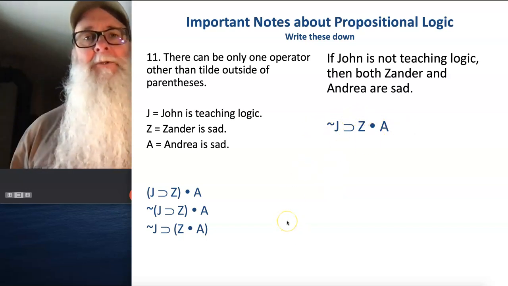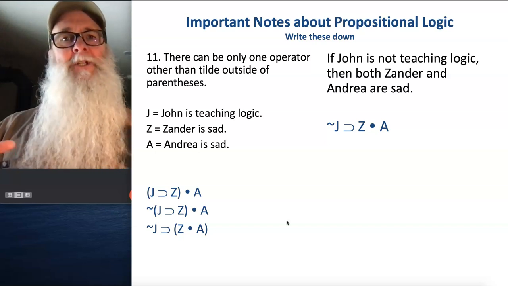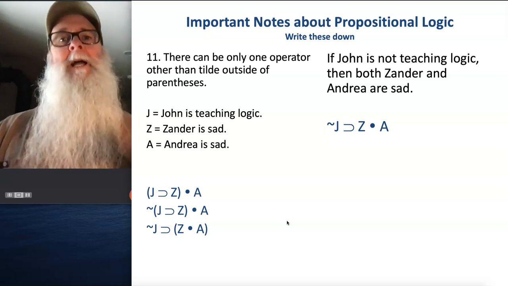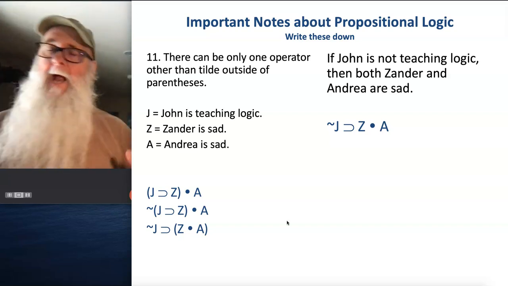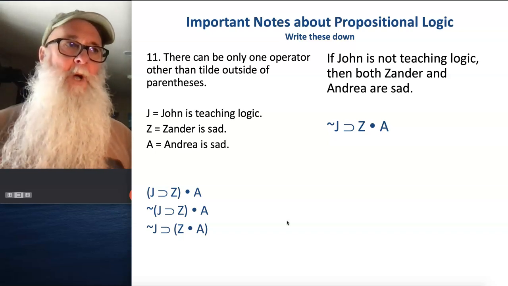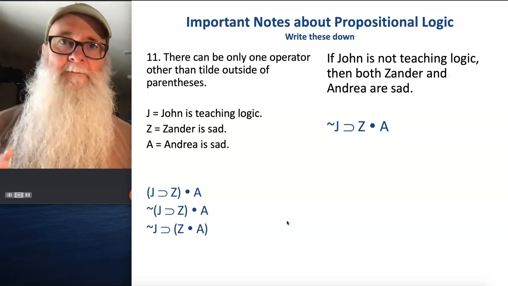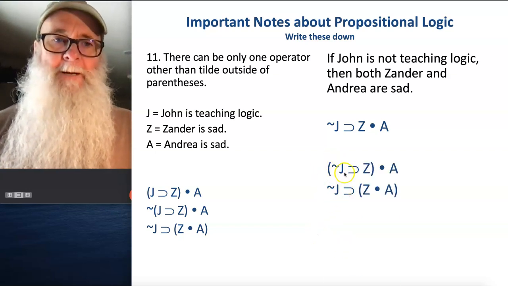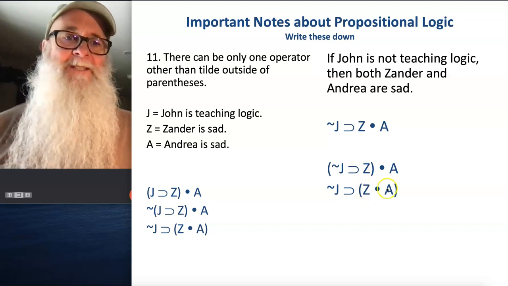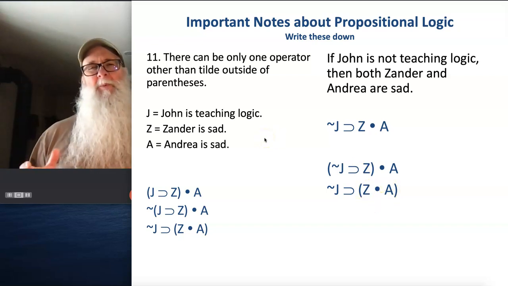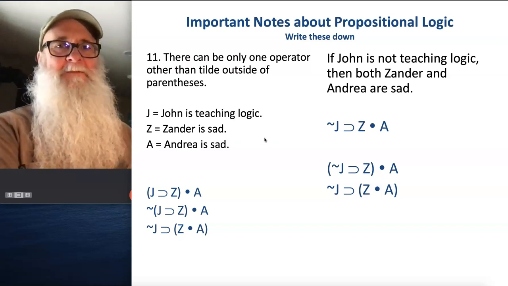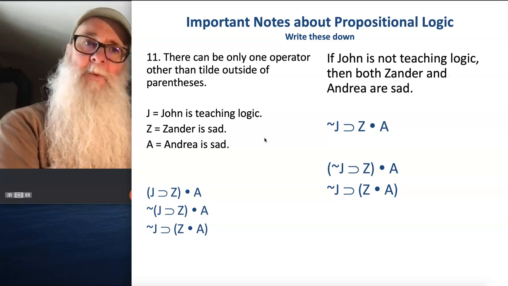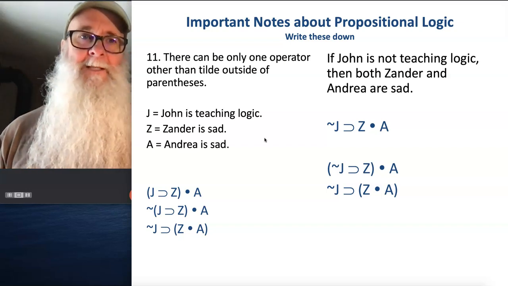So I'm going to have to use parentheses and brackets to group simple statements together anytime I have more than one operator other than tilde outside of parentheses and brackets. And the tricky part about doing this is to figure out what gets grouped with what. Okay? So we might look at a couple of different possibilities here. We might group up J and Z, or we might group up Z and A. And what we have to determine is, which of these groupings seems to best reflect the original statement? Sometimes that's going to be really hard. Other times, though, we're going to find cues in the original statement that tell us things.